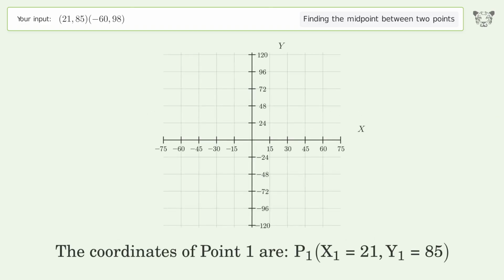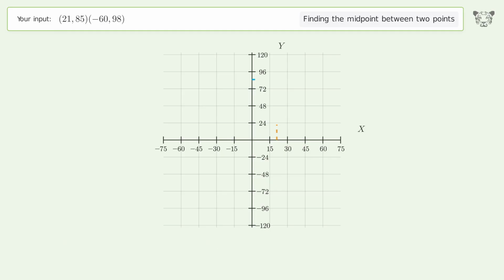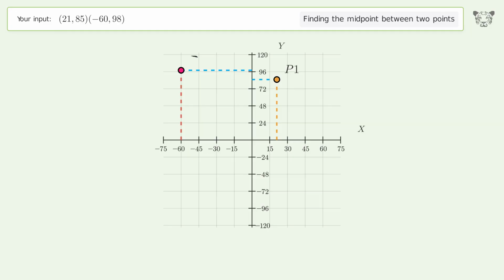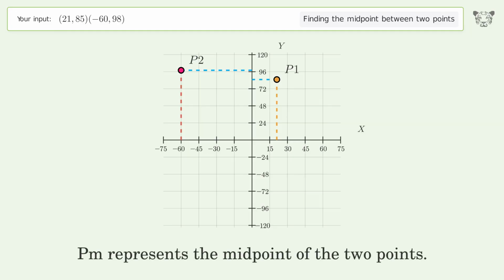The coordinates of point 1 are, x1 equals 21, y1 equals 85. The coordinates of point 2 are, x2 equals negative 60, y2 equals 98. PM represents the midpoint of the 2 points.